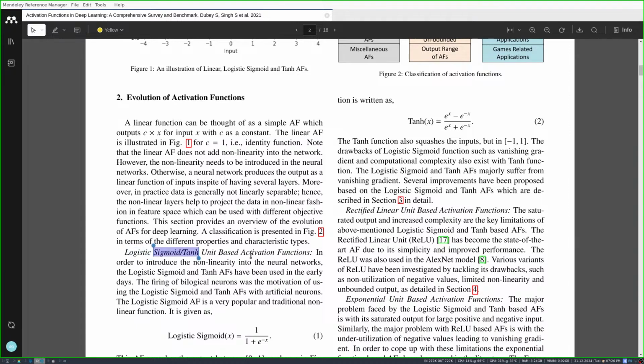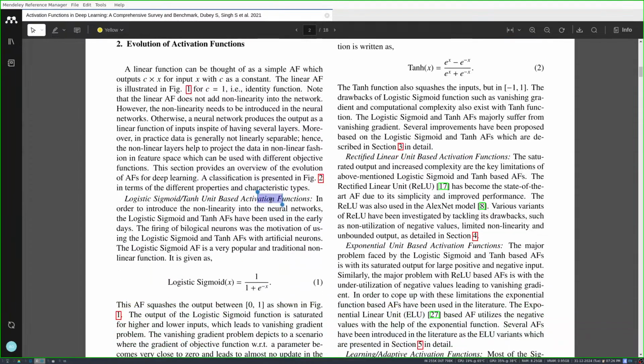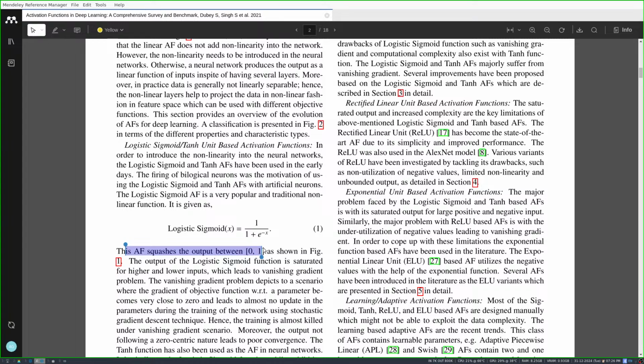Logistic sigmoid, tanh. In order to introduce non-linearity, the logistic sigmoid and tanh have been used in the early days. The firing of neurons was the motivation for using logistic sigmoid and tanh. The logistic sigmoid was very popular as a traditional nonlinear function. It is given as follows. It squashes between 0 and 1. The output is saturated for higher and lower inputs, which leads to the vanishing gradient problem.